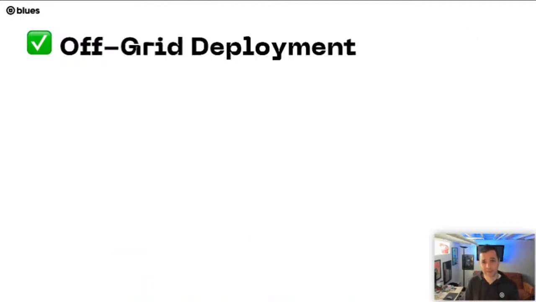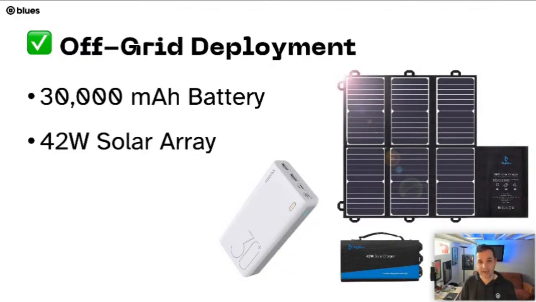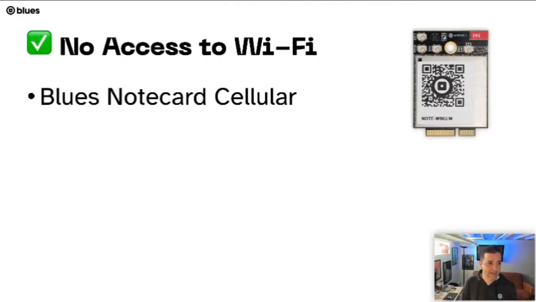Now for this off-grid deployment, I did pull out the big guns and use a 30,000 milliamp power bank with pass-through charging from a sizable 42-watt solar array. This did allow the Pi to function in a nearly sustainable fashion, running kind of indirectly off of solar for some time. And since we'd be out of range of Wi-Fi, I did go with the Blues Notecard to add low power cellular connectivity.